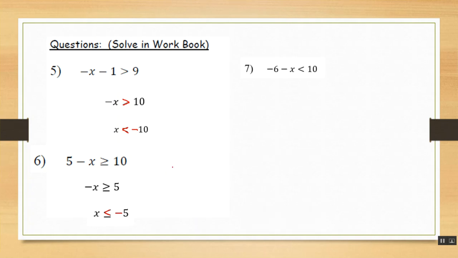Question 7, add 6 to both sides. So 10 plus 6 is 16. So minus x is less than 16. The minus changes, and so does the inequality. This changes sides, and this changes direction.